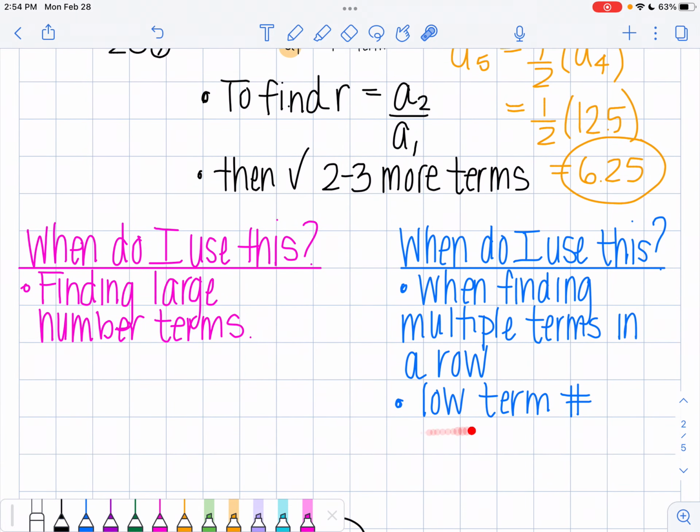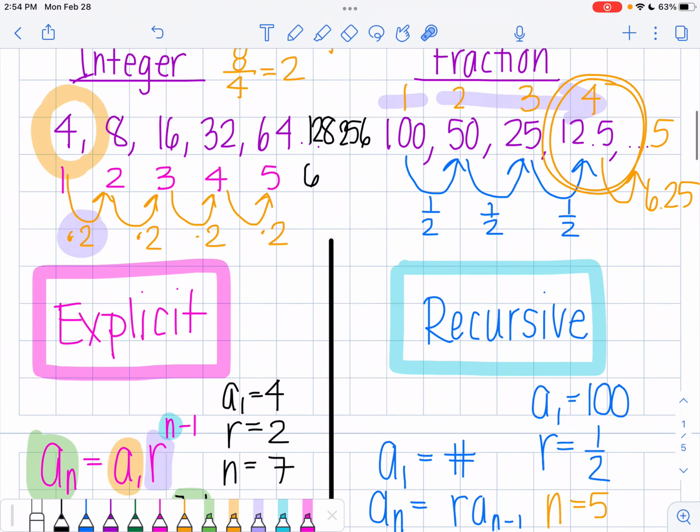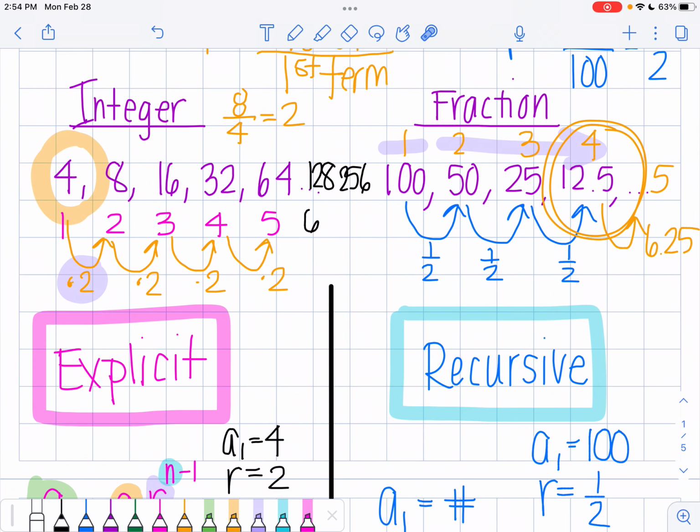Or if you're finding a low term number, you can easily see here, well, if we come back up here, the pattern is just multiply by 1/2. So times 1/2 is 50, times 1/2 is 25, times 1/2, 12.5, times 1/2, 6 1/4. So when you're finding low numbers and the pattern's really easy, especially if you can do it in your head, recursive is the best way to go.